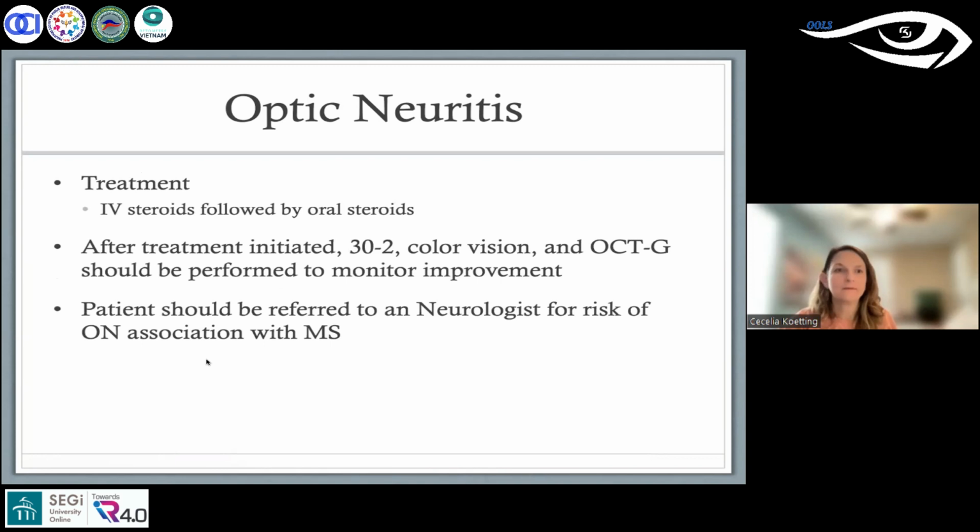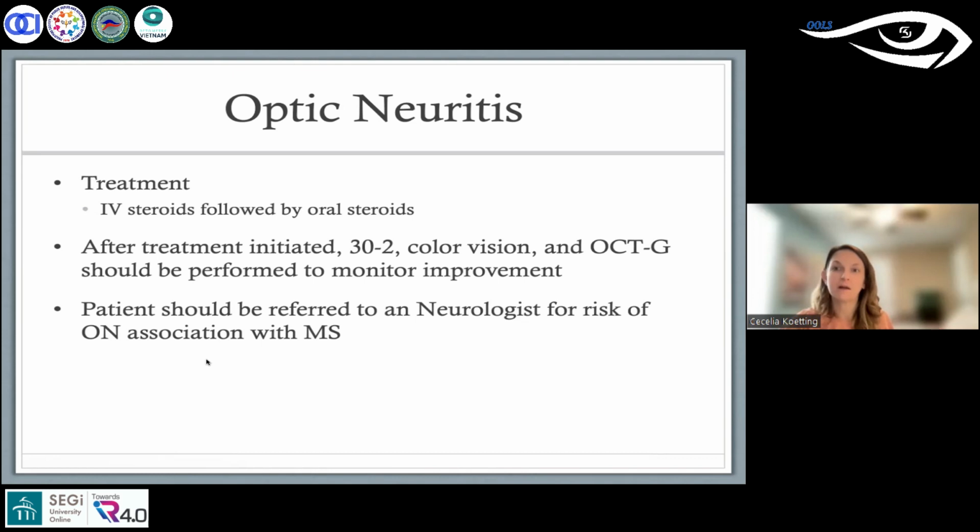How do we treat it? Well, IV steroids followed by oral steroids. After the treatment's initiated, we're going to follow the patient. Usually I see them within a week to have a visual field of 30-2, recheck the color vision, recheck the optic nerve on OCT to monitor for improvement. If that patient is not getting any better after their first round of infusions, I may send that patient back for a second round of infusions.